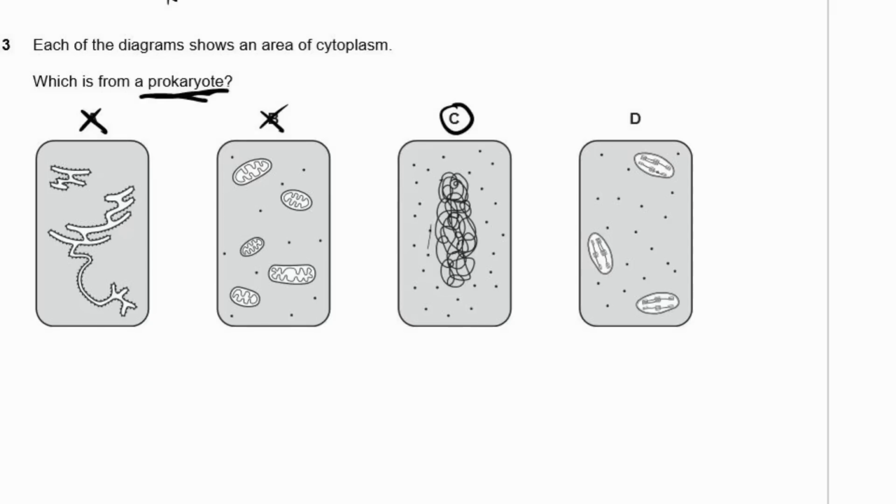And D, those are chloroplasts. And again, they have membranes, so it's not D. So the answer is C.